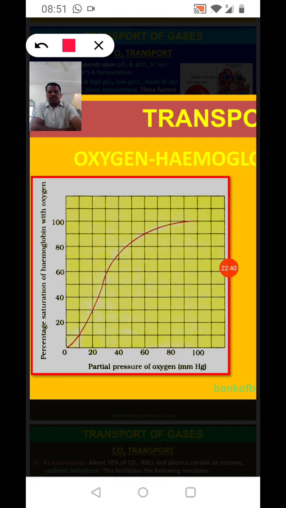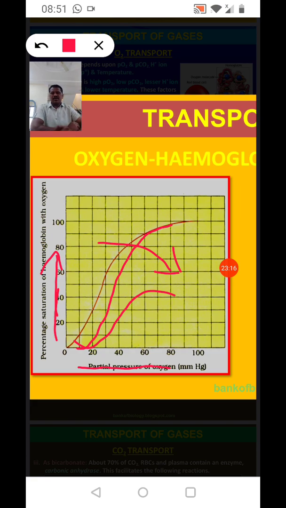Let me tell you, suppose with the increasing of oxygen partial pressure, the curve goes up, means saturation of hemoglobin increases. Right? If suppose the partial pressure of oxygen is low, the partial pressure of carbon dioxide is high, what happens? This dissociation curve moves from left to right.